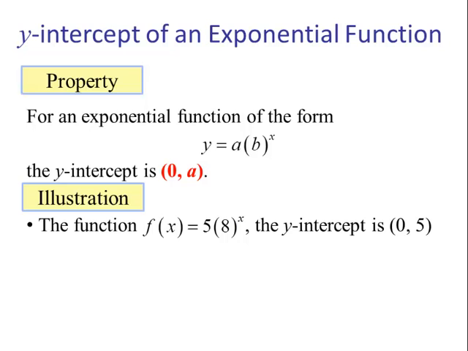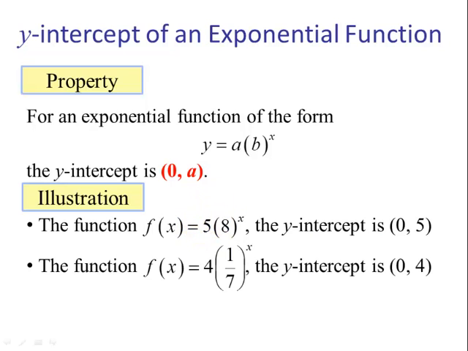Illustration: for the function f of x equals 5 times 8 to the x power, the y-intercept is (0, 5). It is the value of a. For the function f of x equals 4 times 1/7 to the x power, the y-intercept is (0, 4).